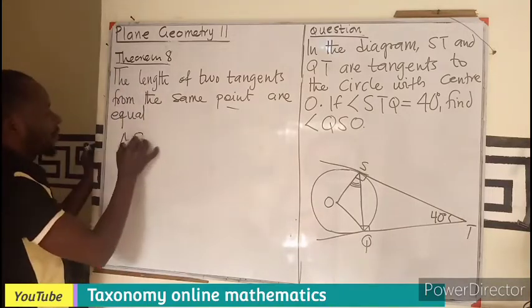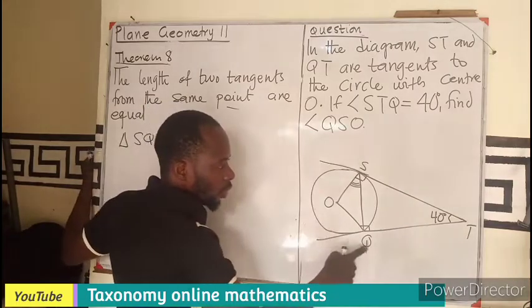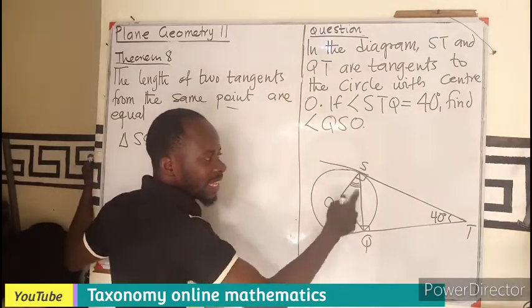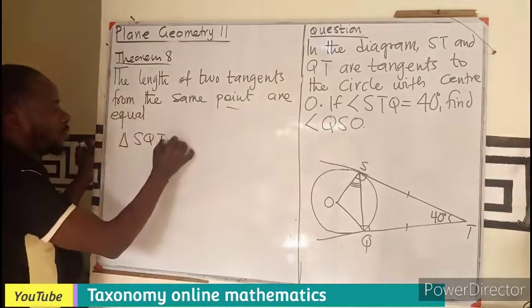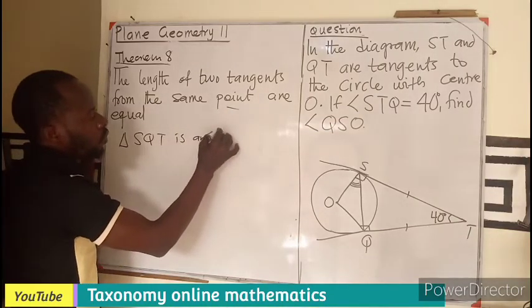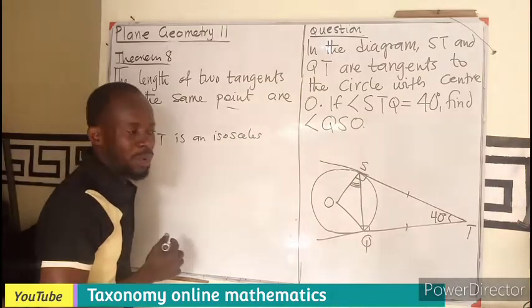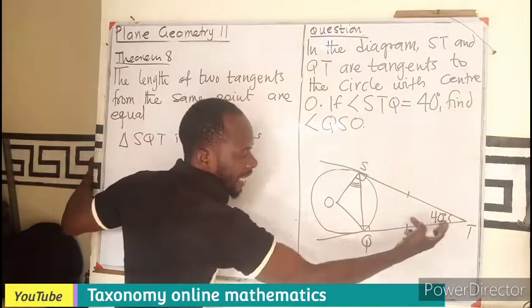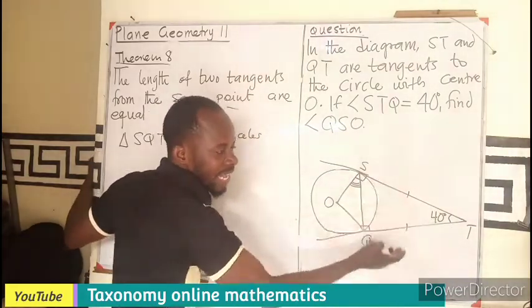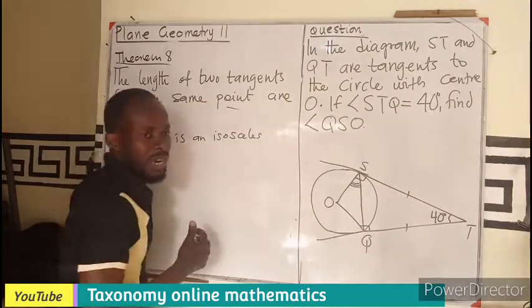triangle XQT. If I take triangle XQT, because I can see a line here, this is equal. So this triangle is going to be an isosceles triangle, because this is a tangent coming from the same point to the circle, a tangent from the same point to the circle. So this and this will be equal, making this triangle an isosceles.